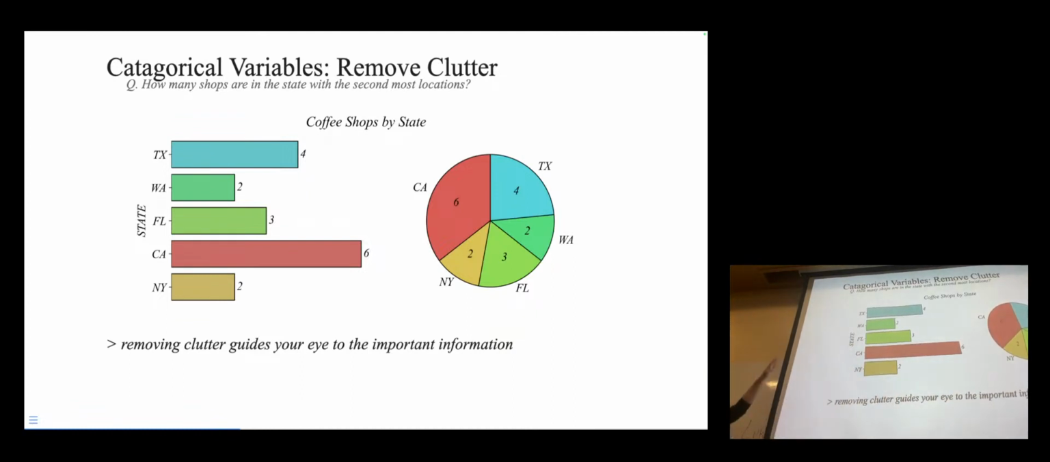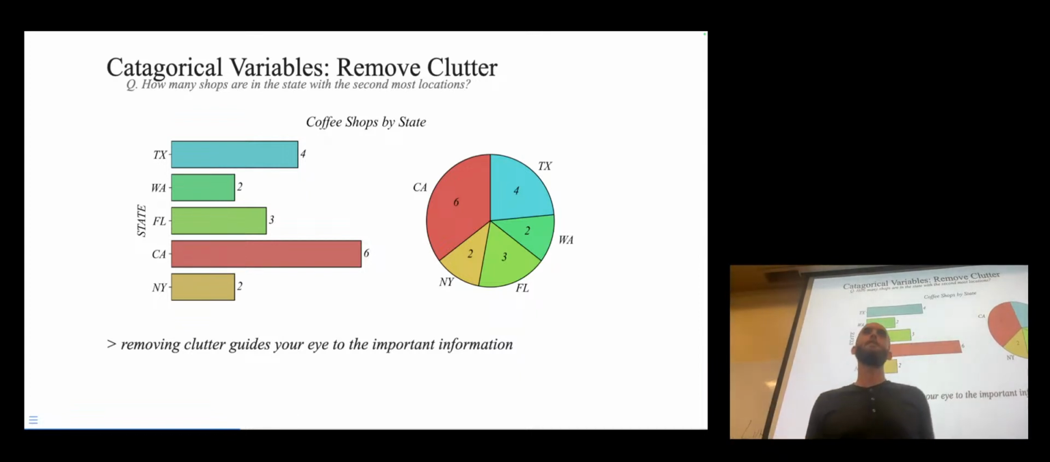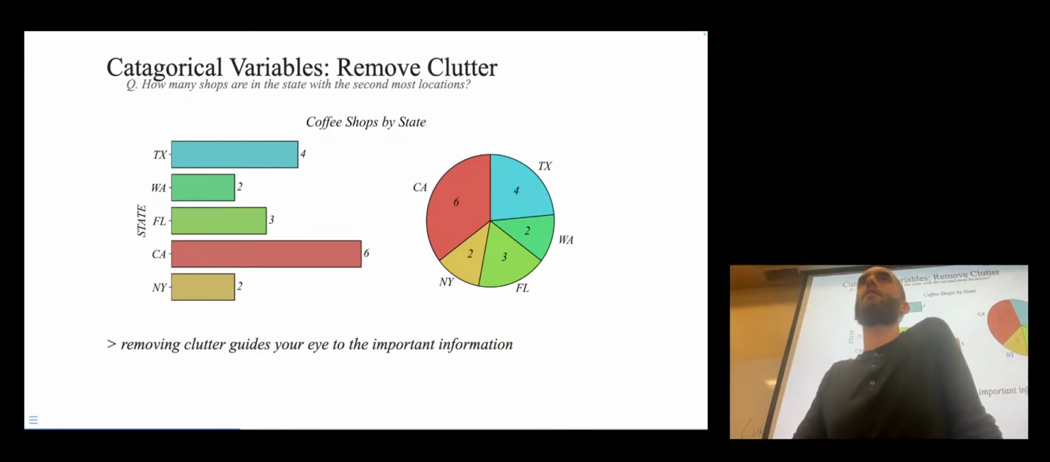So now I have each of the categories listed. I have the sizes, so you can easily see the sizes. And then if you actually care about the number, I have the number for you there too. This is how I like to make figures, is to remove as much clutter as possible.